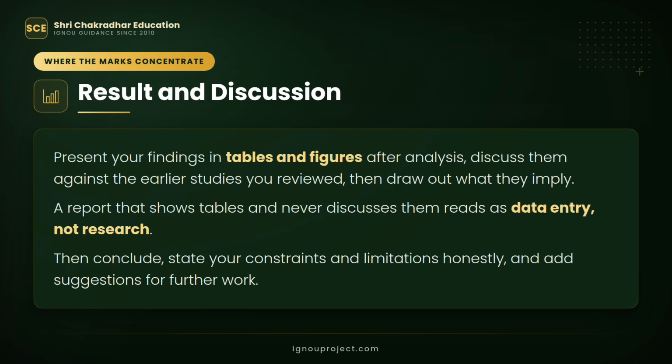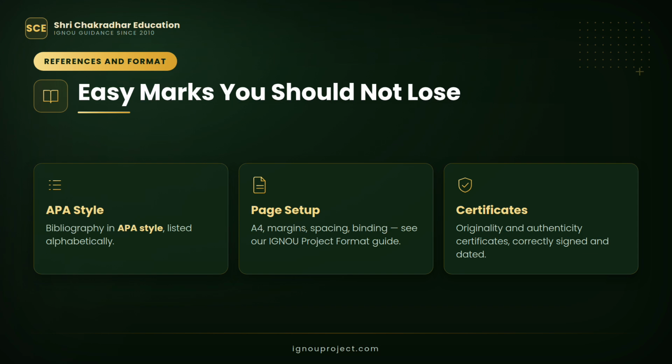Result and discussion is where the marks concentrate. Present your findings in tables and figures after analysis, discuss them against the earlier studies you reviewed, and then draw out what your findings imply. A report that shows tables and never discusses them reads as data entry, not research. Then conclude, state your constraints and limitations honestly, and add suggestions for further work if your findings support them. Your bibliography must be in APA style, listed alphabetically. Get this right because it is the easiest place to lose easy marks.